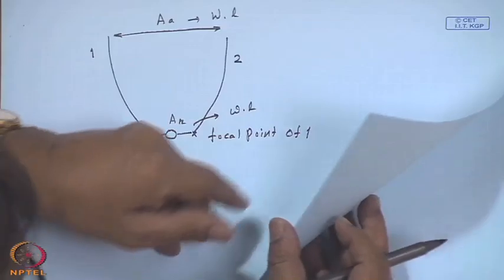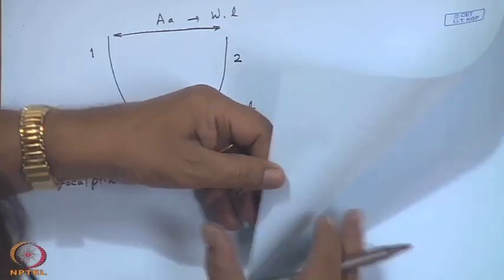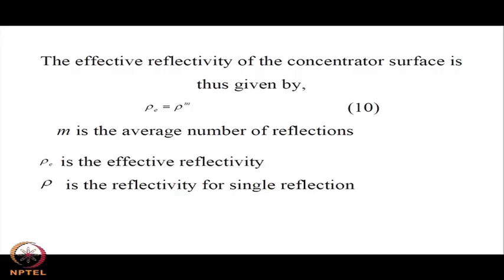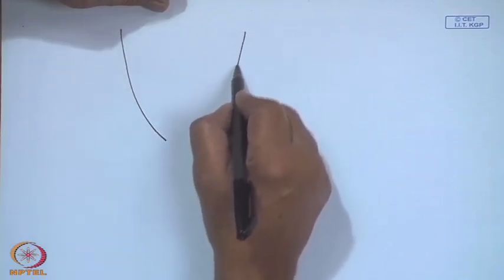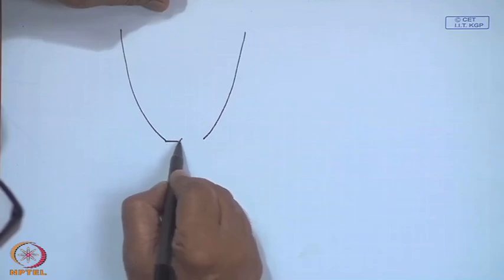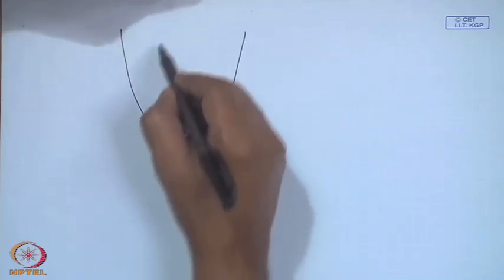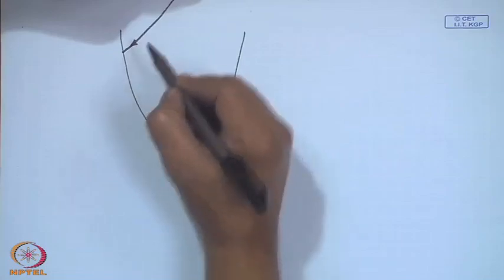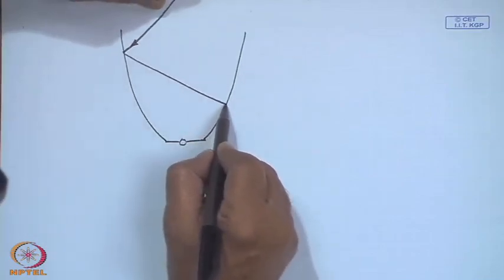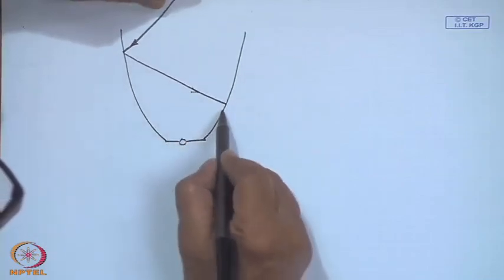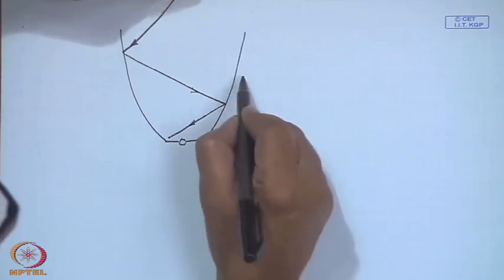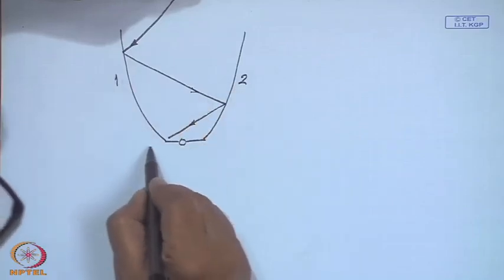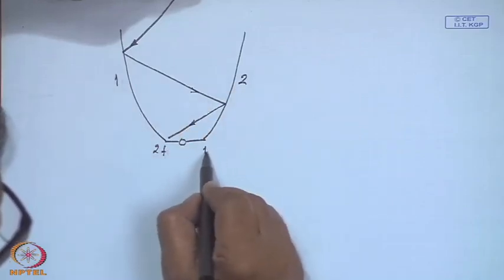The point is, parabola 1 and parabola 2 should be inside reflecting, okay? So, irrespective of this arrangement, if I have a ray, it should go over here because this is the focal point of 2 and focal point of 1.